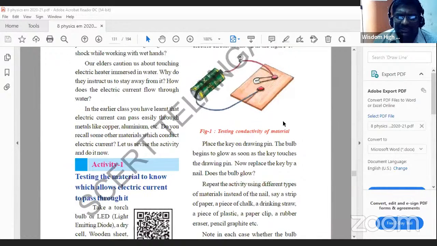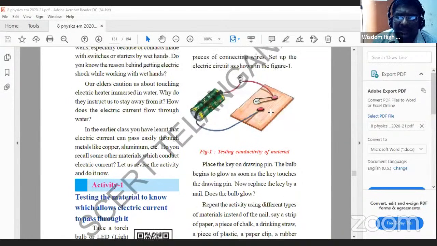Here one electric circuit is constructed for testing the conductivity of a material. Here is a wooden board, and above the wooden board pins are inserted, a safety pin, and extra electrical components, and electrical wires. Which converts chemical energy into electrical energy? The cell. And the electric bulb converts electrical energy into light energy.